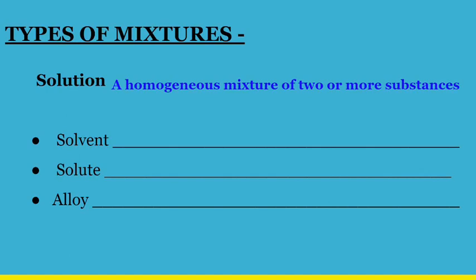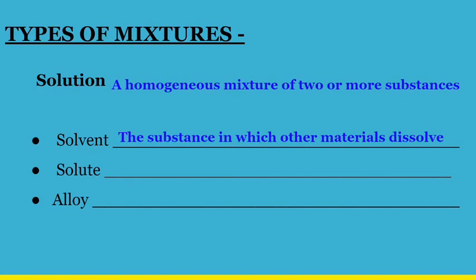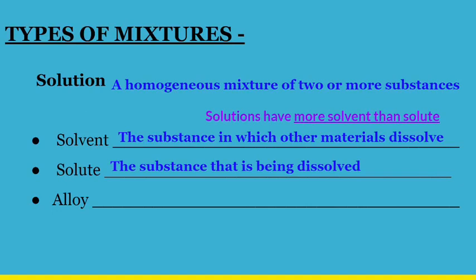And there are 2 parts to any solution. The solvent is the substance that dissolves the other stuff. The solute is the substance being dissolved. And if you're not sure what is a solvent or the solute when you're mixing something, then the solution is always going to be made of a majority solvent. So the short answer is it's whatever you have the most of in the solution.